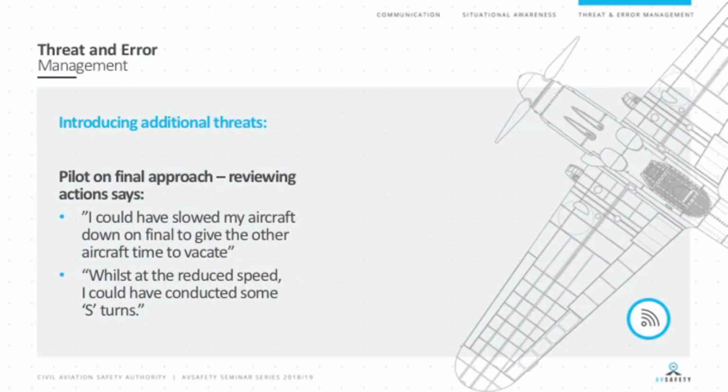So, introducing some additional threats in this scenario. The pilot on final approach sees the aircraft approach across the holding point. Says, yes, well, perhaps I could have slowed my aircraft down to give the other aircraft time to vacate. And whilst at that reduced speed, maybe I could have conducted some S-turns, again, to further lose time. Introducing what we call the unstable approach, okay? So we run the risk of trying to manage one threat and putting our aircraft in an undesired aircraft state in trying to manage an external threat.